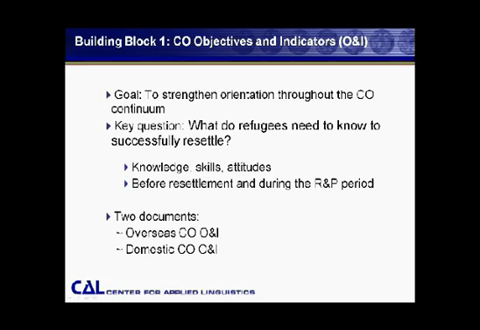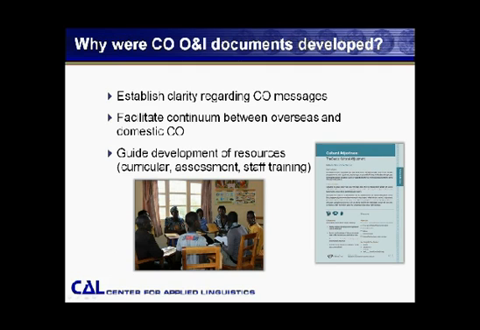We ended up with two documents. One, the Overseas CO Objectives and Indicators document, and the second one, focused on domestic R&P orientation, the CO Objectives and Indicators document. We developed these documents to a large extent in order to establish clarity regarding CO messages, both overseas and domestically, and then also to facilitate the continuum between overseas and domestic orientation.